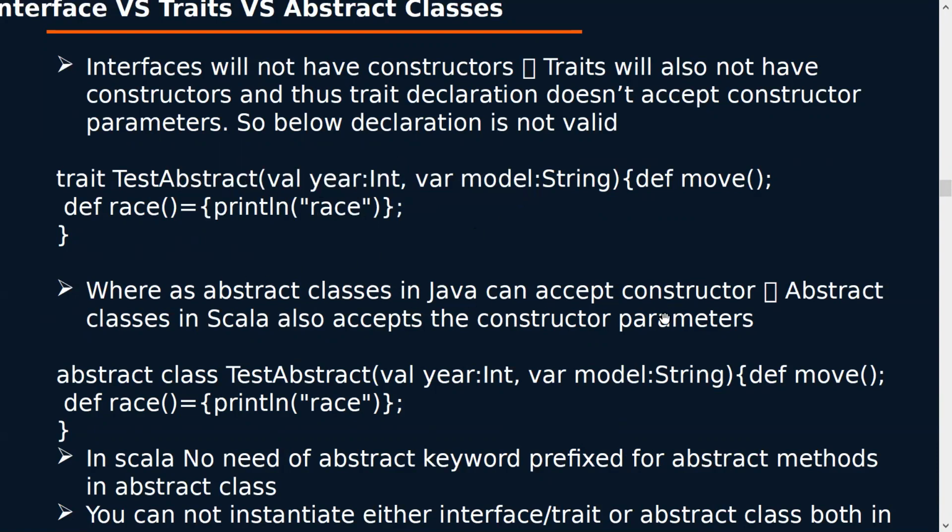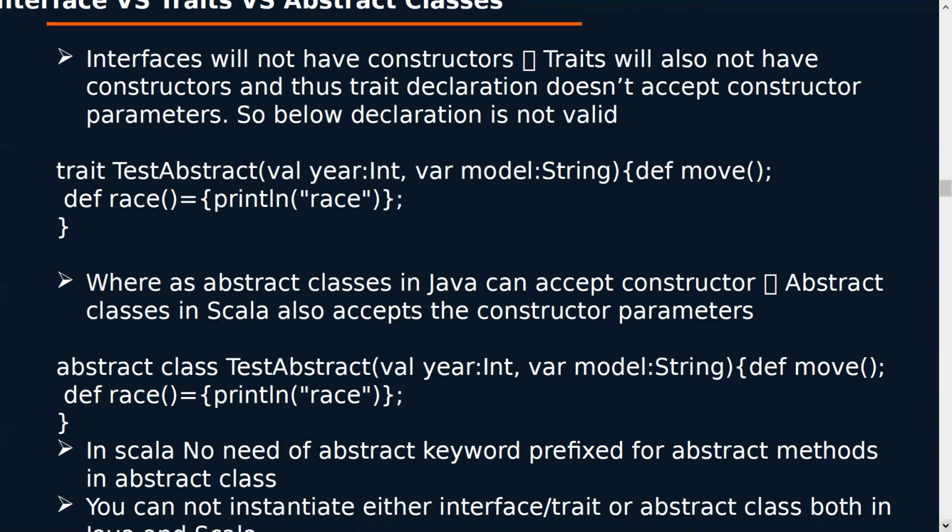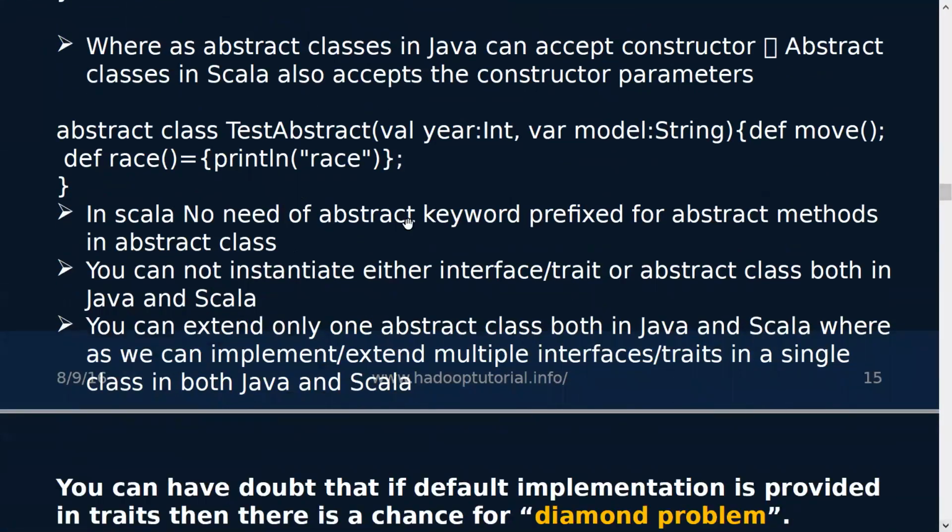Whereas abstract classes in Java can accept constructors, and the same is true in Scala as well. Abstract classes in Scala also accept constructor parameters. That's why you can define abstract classes with constructor parameters. And in Scala, there is no need for the abstract keyword prefixed for abstract methods. In front of methods, you don't need the abstract keyword, but in Java, that is mandatory.